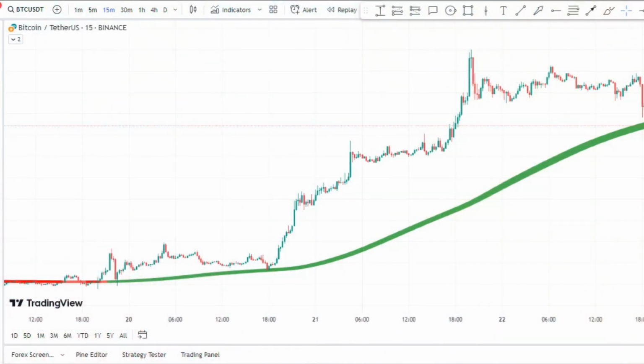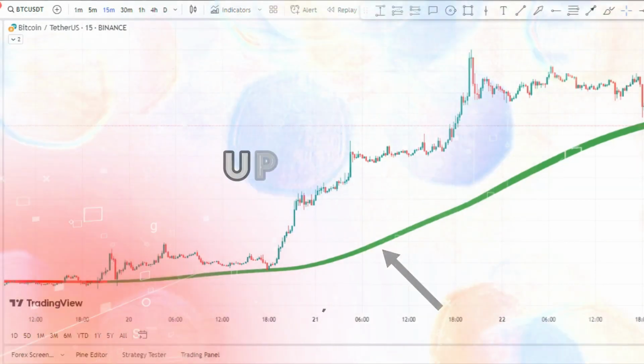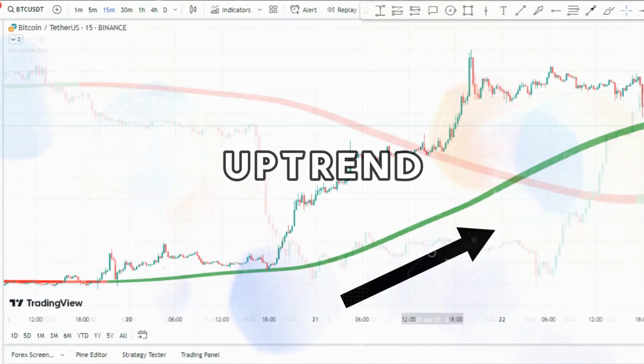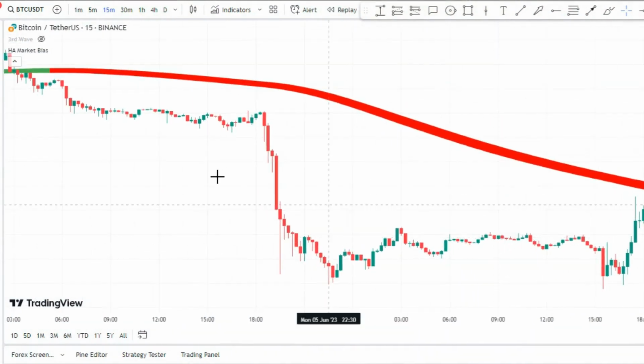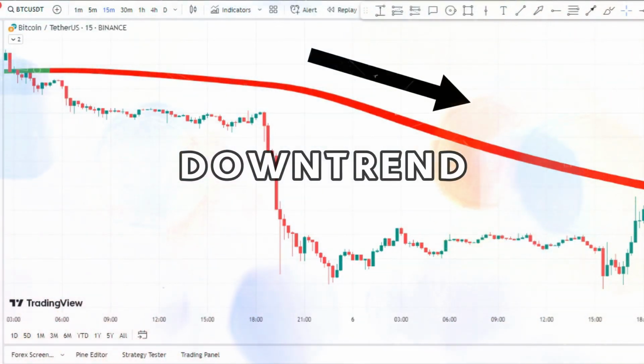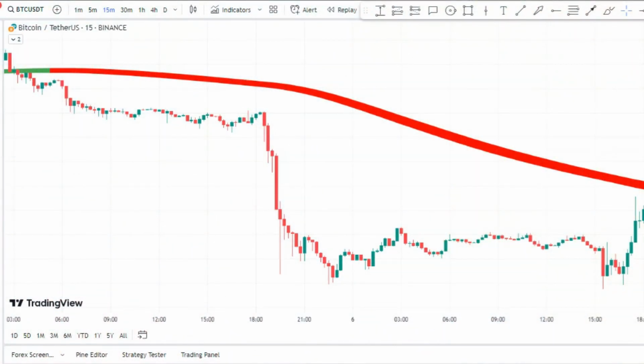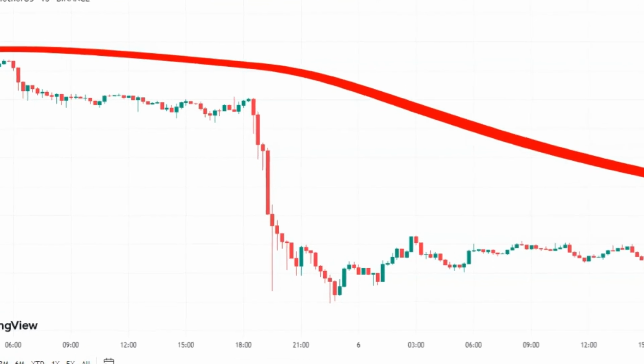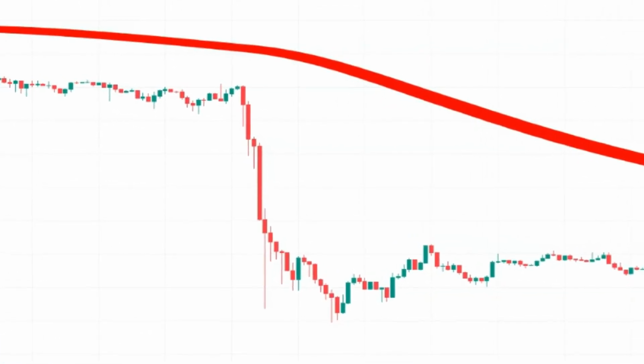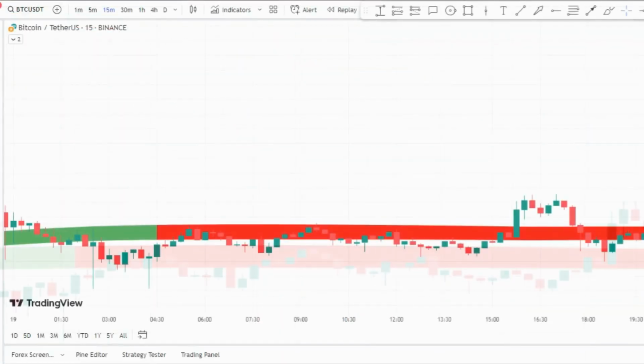If the market moves above the market bias indicator and the indicator color turns green, you can feel confident in a strong upward trend. Similarly, if the market is below the indicator and the indicator color is red, you can trust in a downward market trend. Recognizing trends assists us in consistently trading in the direction of the trend, ultimately increasing the success rate of our trades. However, there's a crucial point to consider about this indicator.